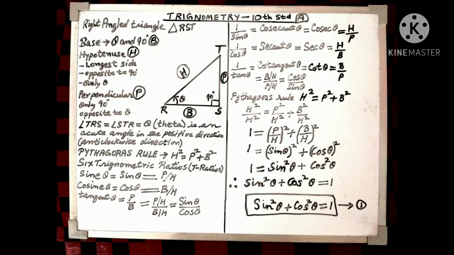Now sin theta square, please note it down, is written as sin square theta. Similarly, cos theta square is written as cos square theta. So we will write 1 is equal to sin square theta plus cos square theta. That is sin square theta plus cos square theta is equal to 1. This is a very important identity. You have to remember it always.